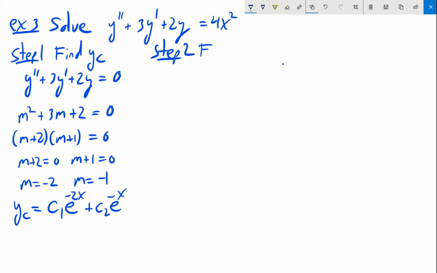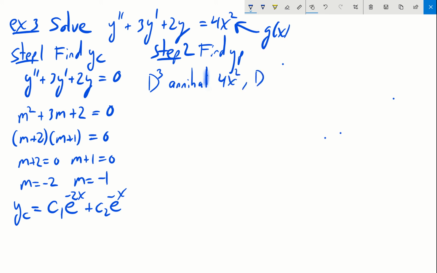Step 2 will be trying to find the particular solution, y sub p, and that's going to begin by finding an annihilator for the function g of x. Okay. So we want to find an annihilator for g of x. And the differential operator of lowest order that would do this would be the third derivative. So D cubed annihilates 4x squared, meaning that when we apply the third derivative to 4x squared, it's going to be equal to 0.